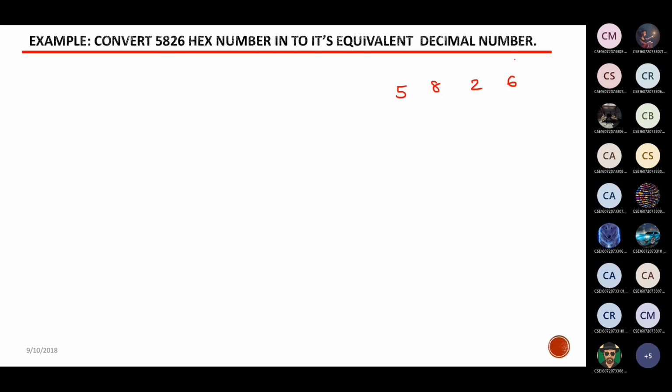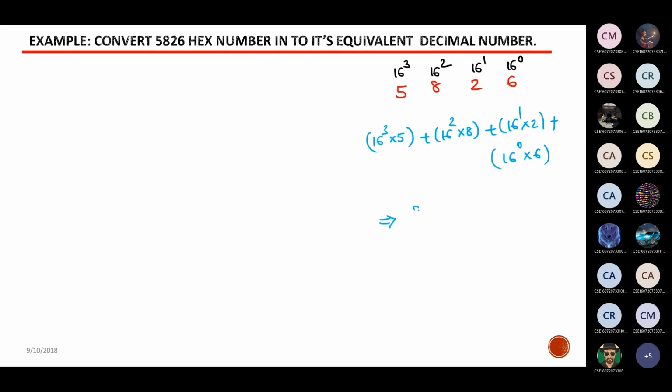And what should be the positional weight? 16 power 0, 16 power 1, 16 power 2, 16 power 3. Next, 16 power 3 into 5 plus 16 power 2 into 8 plus 16 power 1 into 2 plus 16 power 0 into 6. Solve this and tell me the answer.